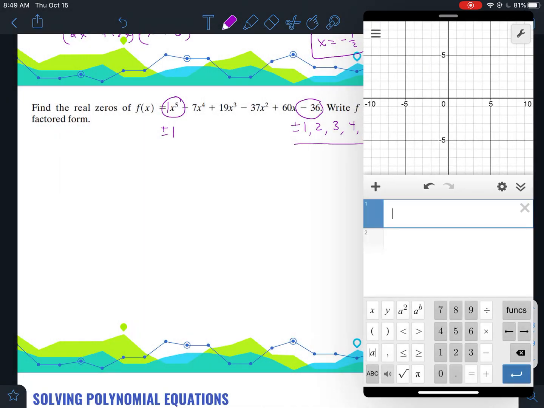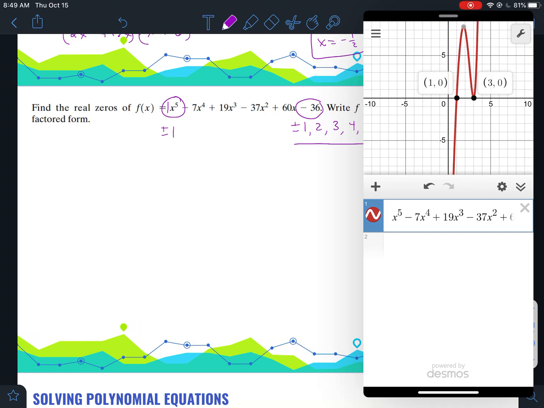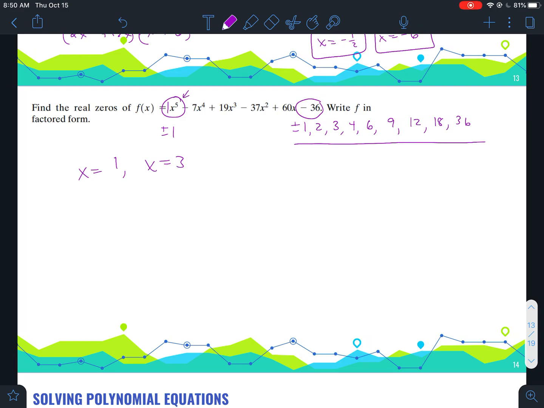So we had x to the fifth minus 7x to the fourth plus 19x cubed minus 37x squared plus 60x and then minus 36. So notice this guy only had zeros at 1 and 3. Those are the only rational zeros of this. So x equals 1 and x equals 3. That means that all of the other ones, there should be 5 of them, all the other ones are going to be imaginary.